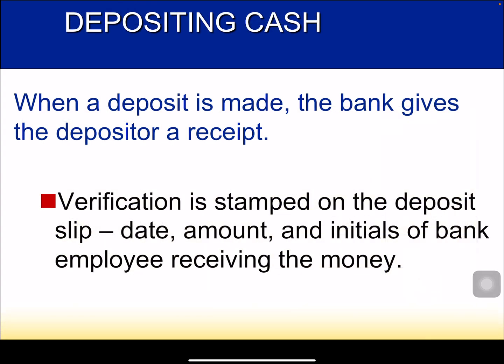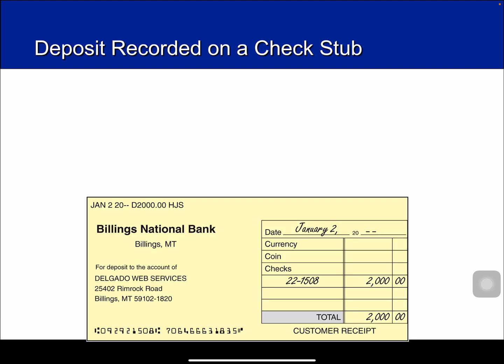When a deposit is made, the bank gives the depositor a receipt, and this verification is stamped on the deposit slip with the date, the amount, and the initials of the bank employee. If you look at this deposit slip here, right here, this is verification that the bank got your money.